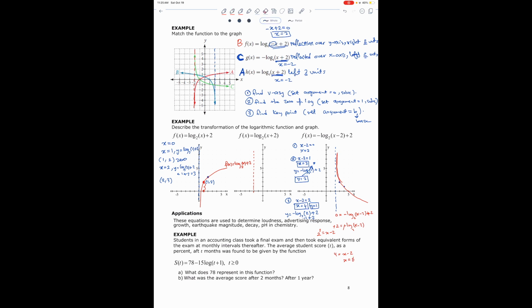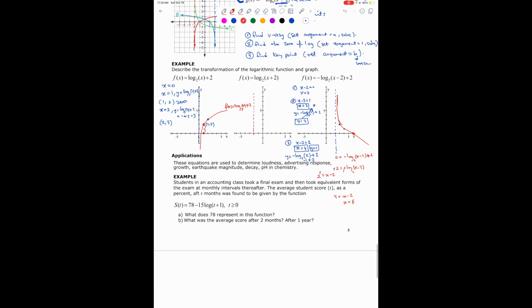So to be more precise, it's going to go through the point 6 and 0. It's going to go through this point right here. Okay. And that is the graph of the last function.